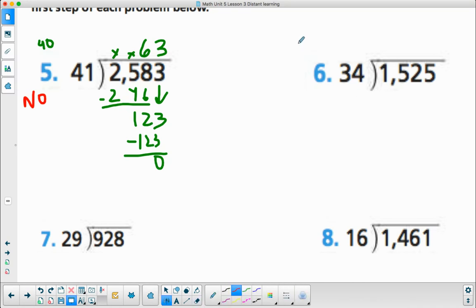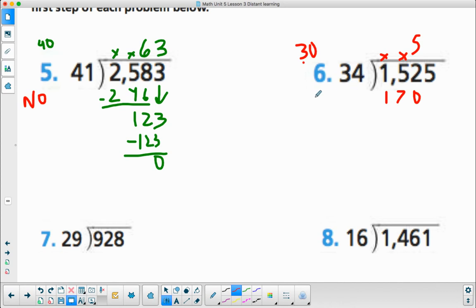$34. So when I round 34, I'm going to round it to 30. Are there any 34s in 1? No. Any 34s in 15? No. So how many 34s in 152? Well, I know there's 5 3s, so I'm going to try 5. 5 multiplied by 34 is 170.